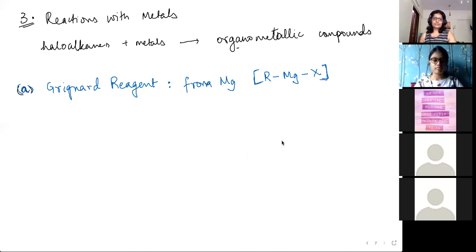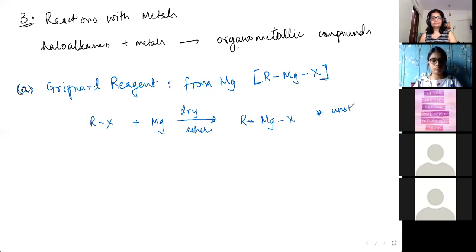Okay, so very straightforward. You have a haloalkane, treat it with magnesium in dry ether. Dry ether means instead of a water-based equation, it's going to be a dry ether-based equation, an organic solvent. You end up with RMgX. Now this is extremely unstable. So whenever you want reactions involving Grignard reagent, you prepare it on the spot.